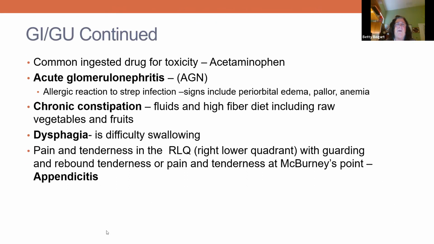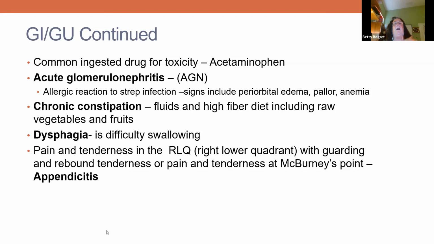So when we talk about children taking medications and just eating them because they taste good, acetaminophen is actually one of them. And we know that acetaminophen, Tylenol, is very dangerous.